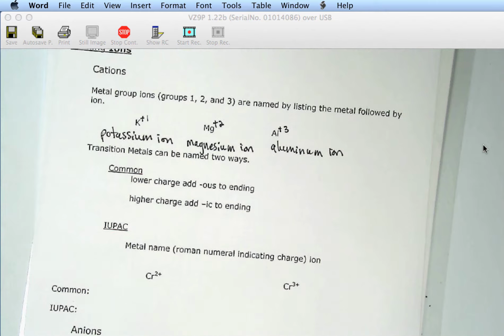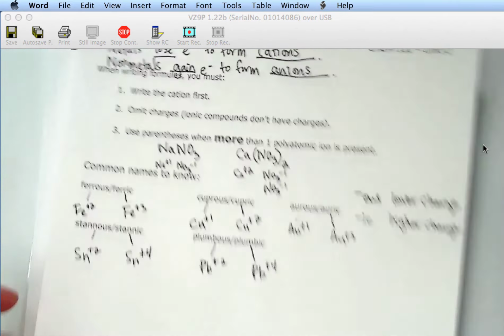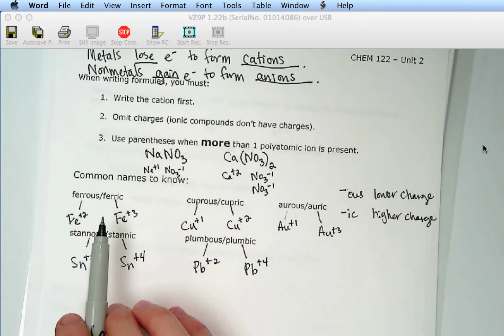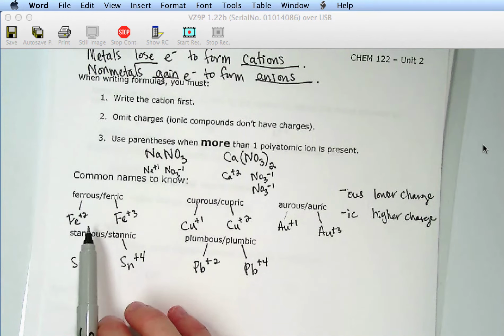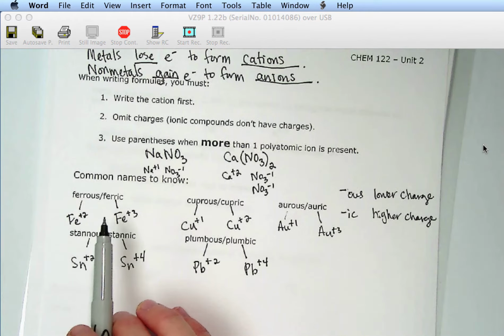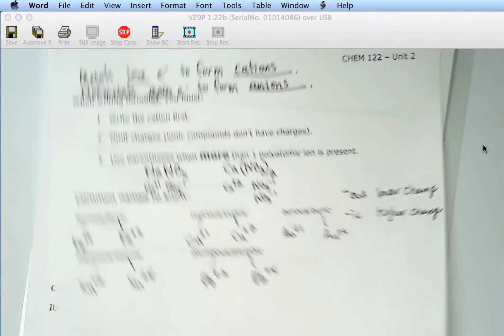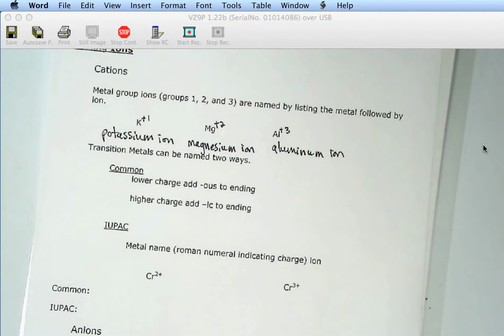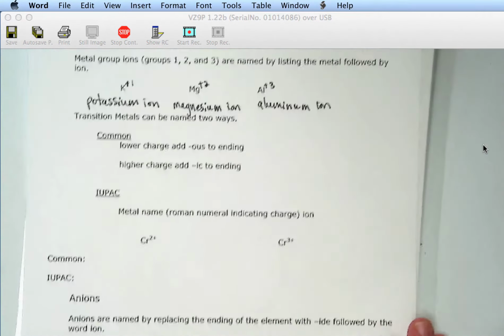The ones that I gave you on page 4, I gave these to you because they have the Greek or Latin roots. It's not ironous or ironic. It's ferrous or ferric. The rest of the ones that have the -ous and the -ic are based on the name. Like we'll see chromium, it will be chromous, chromic. So I just gave you the funky ones. The rest you'll just add to whatever the name is.